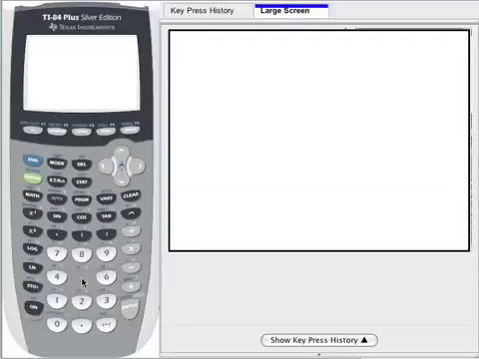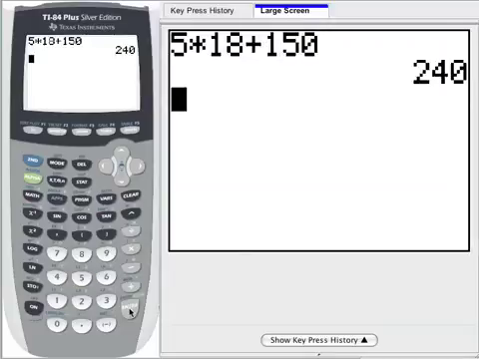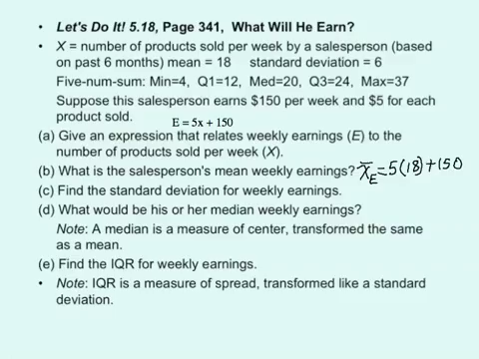So we got what? 5 times 18 plus 150. So our poor salesman's only making about $240 a week. This guy is suffering, but that's okay. So we know that his mean earnings is going to be equal to, let's put the units down, $240 per week, okay? So how do we calculate the standard deviation of the earnings?